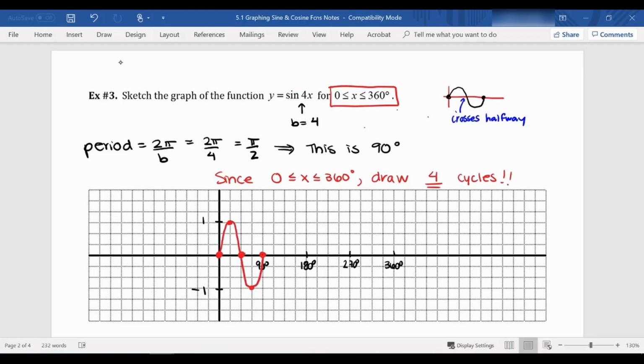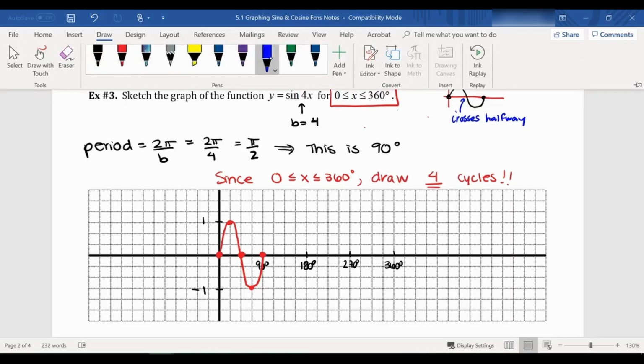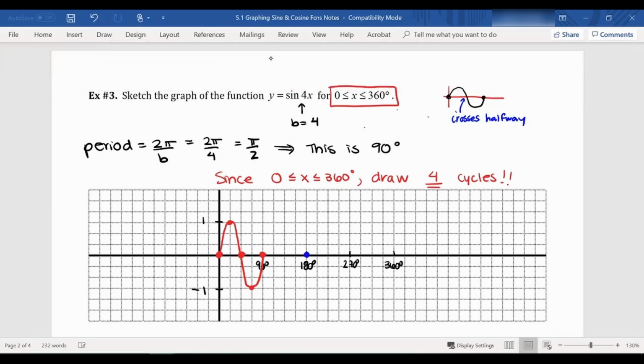So the next one is going to be after another 90 degrees. I'm going to draw it in another color so you can see the other cycles. We're going to cross halfway, maximum halfway between the first 2, minimum halfway between the second 2, and drop. Finishes at 270, crosses halfway, maximum halfway, minimum halfway, and drop. Finishes at 360, crosses halfway, maximum halfway, minimum halfway, and drop.